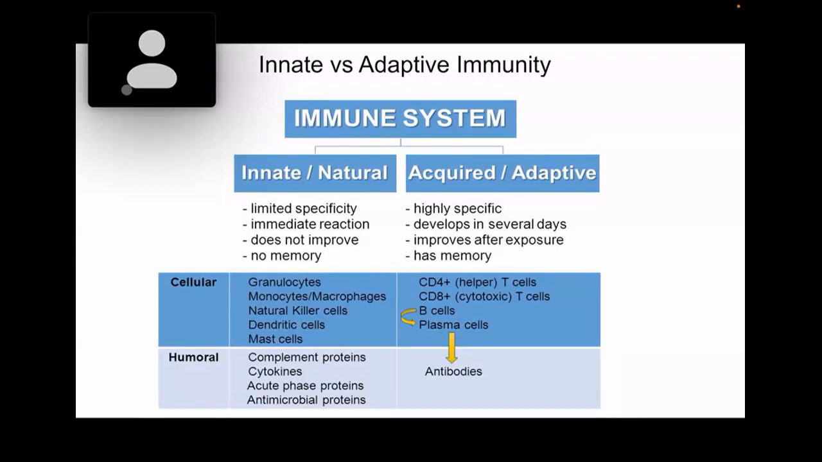Our acquired or adaptive immune system, this is highly specific. So our response is tailored to a specific pathogen, and thus we will produce our B and T cells that have memory. These will produce antibodies with memory to remember the specific response.